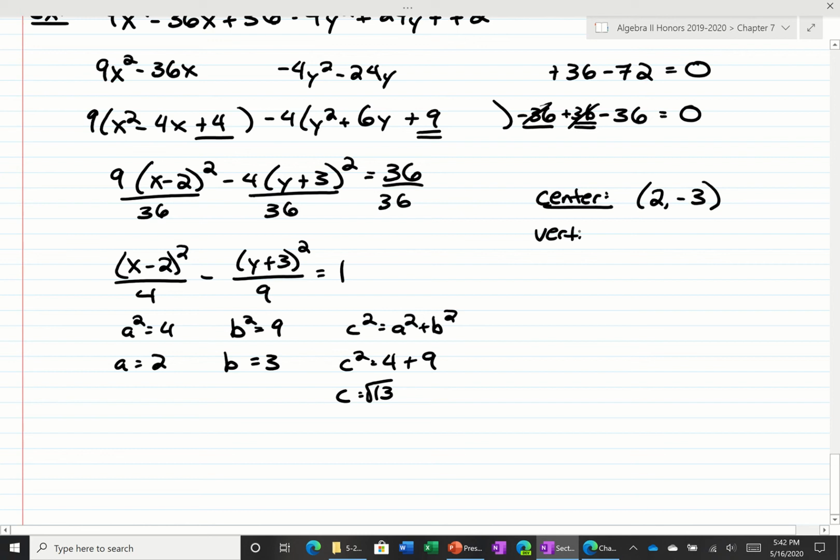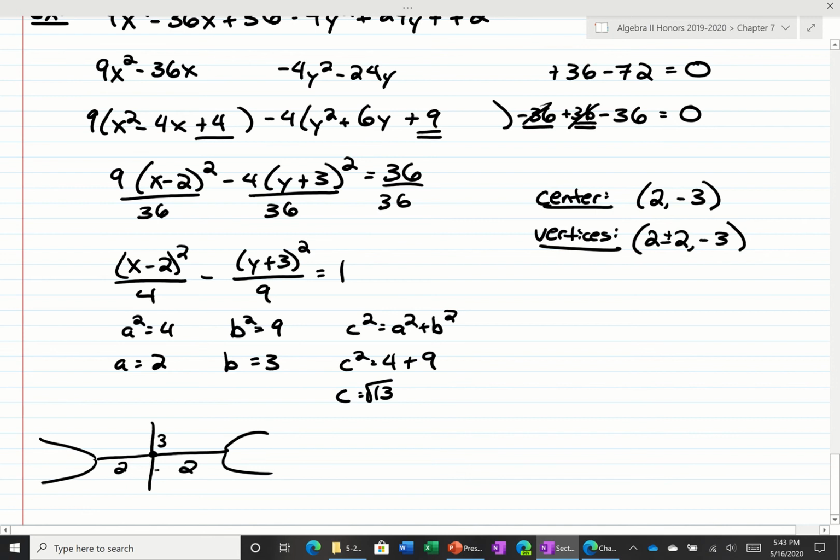The coordinates of the vertices, because it is horizontal, we would go from 2, negative 3. We'd go 2 units this way, 2 units this way, and get our vertices. So 2 plus or minus 2 comma negative 3. We could go 3 units in this direction and this direction. So let's talk about the length of the transverse axis. It would be 2 times 2, or 4 units. The length of the conjugate axis would be 2 times 3, or 6 units.